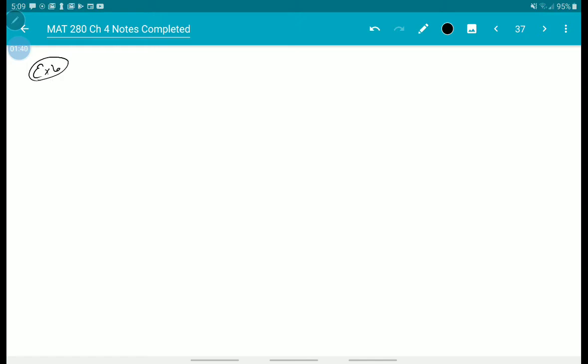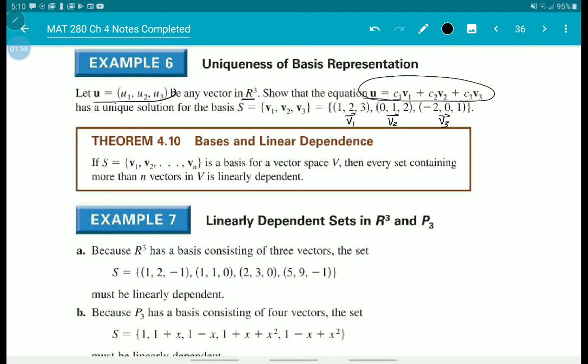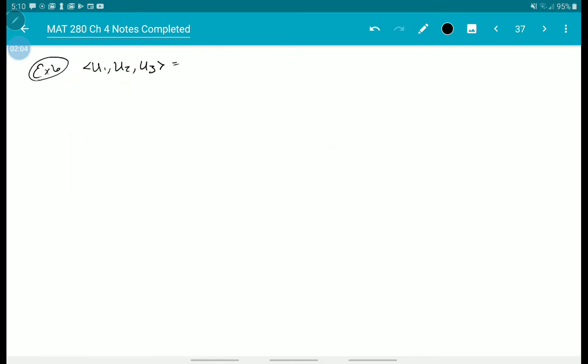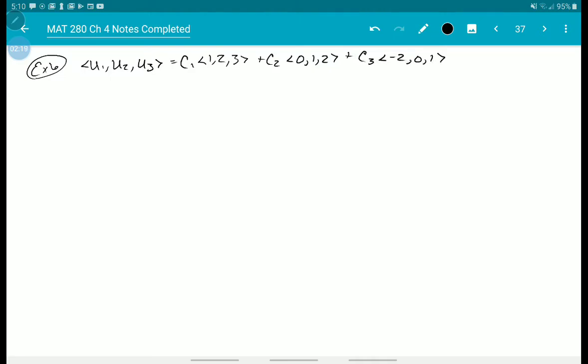The first thing we want to do is set up our linear system. So we have C1, C2, and C3. Just kidding. We have U1, U2, and U3. That's the vector, if you remember back here. There's our generic vector that we're going to write as a linear combination of those vectors. So U is equal to C1 times the first vector plus C2 times the second vector plus C3 times the third vector. That's going to allow us to create our system.